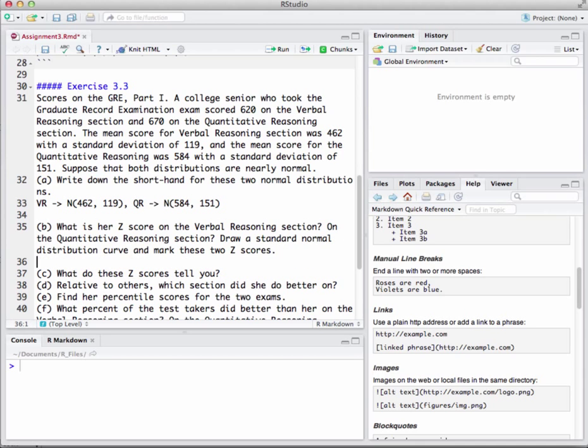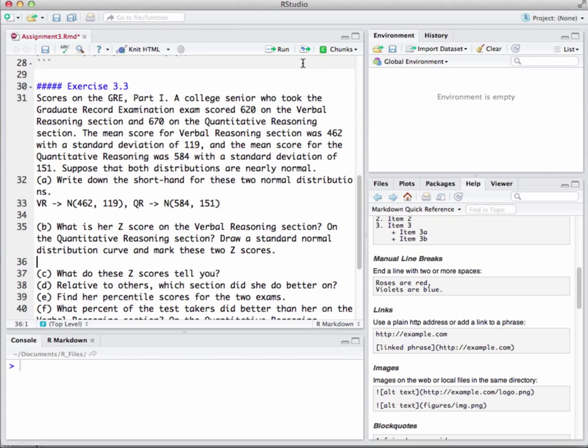The way you do that is by looking at z-scores. You don't just look at raw scores, because you're trying to compare how she did relative to the other takers of the test. When you take the GRE, they give you back where you fell, what your percentile was compared to the rest of your peers on your particular score. So they say draw a standard normal curve distribution and mark these two z-scores. First, what is her z-score on the verbal reasoning and on the quantitative reasoning, and then draw a standard normal distribution to show those two.